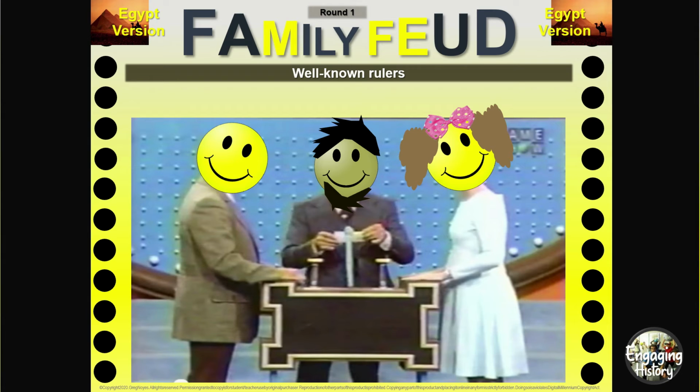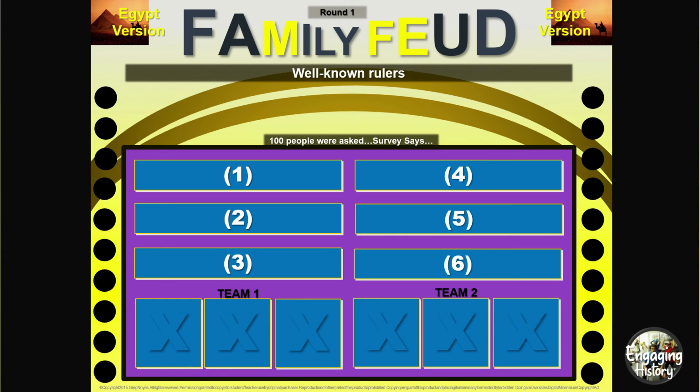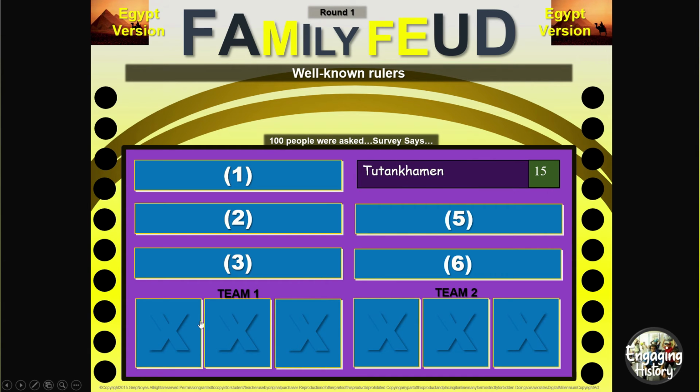But in this case, well-known rulers. You'd have the answer key in your hand, and if a student said one of the answers, you'd click on the tile to reveal the answer. Or you'd click on the X if they got it wrong.